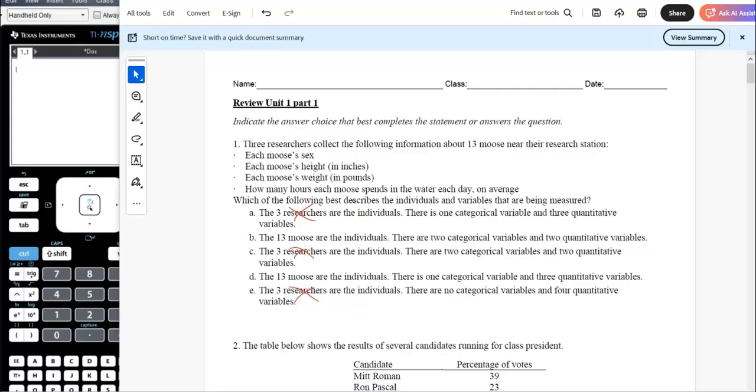So how many categorical? Sex is definitely categorical. Height is usually quantitative. Weight is usually quantitative, measured. Those are measured variables. How many hours, time, on average. The fact they say on average tells me definitely quantitative there, the way they're treating that. So I think it'd be three quantitative, one categorical. It's got to be this guy.